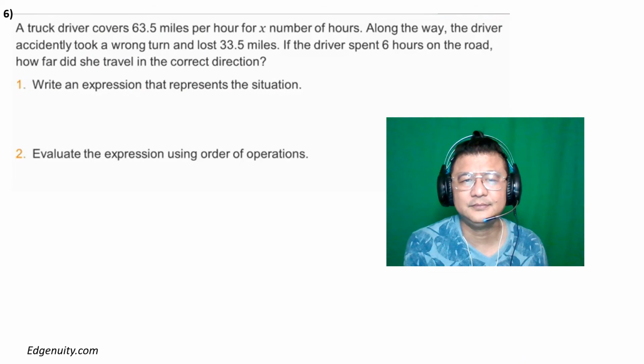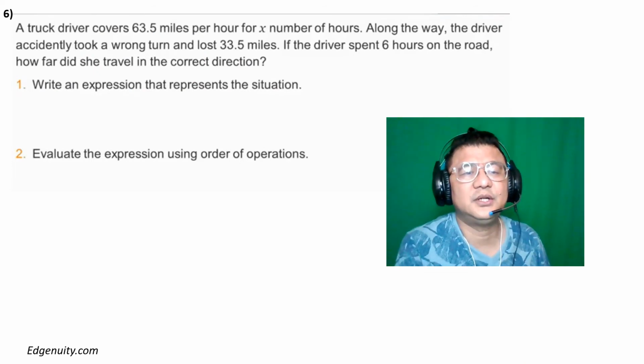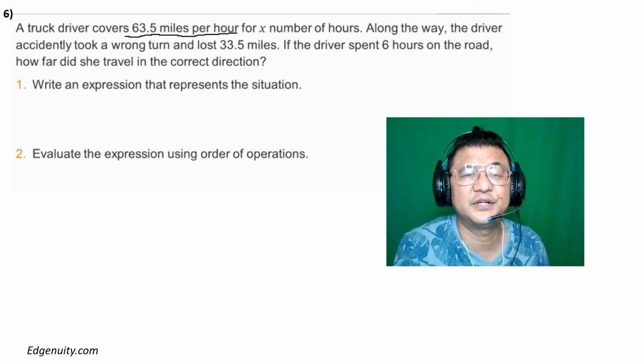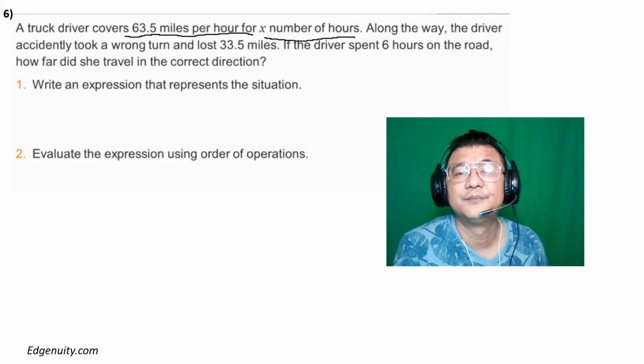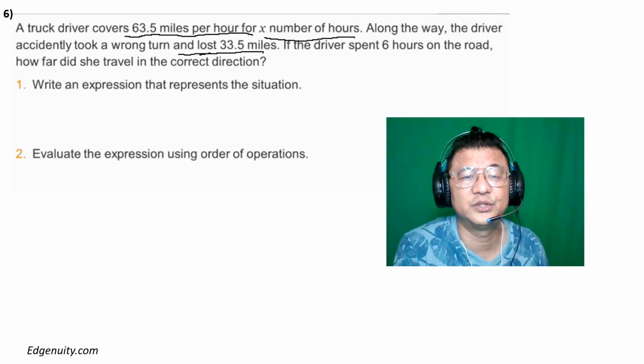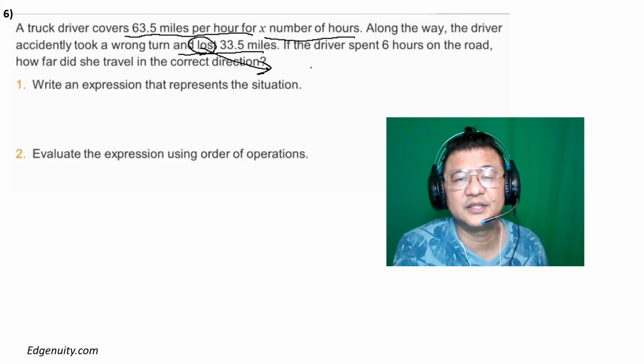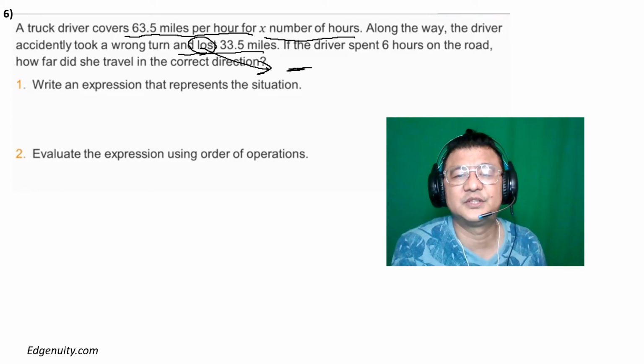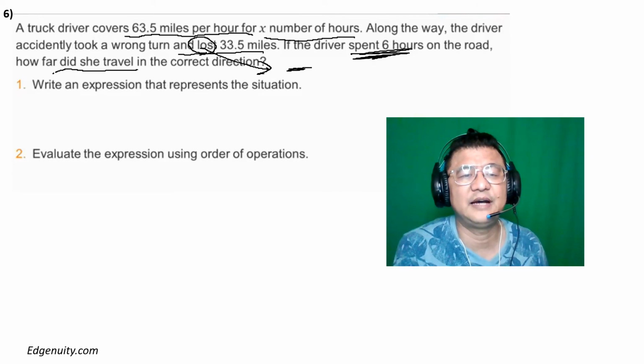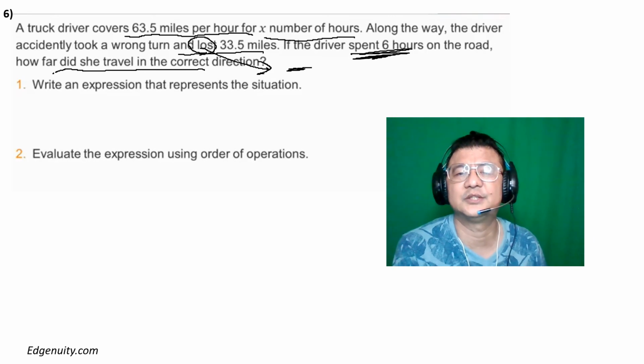Good. Next, let's try another one. A truck driver covers 63.5 miles per hour for X number of hours. So that's a given. Along the way, the driver accidentally took a wrong turn and lost. Ooh, lost. The clue word is lost. When you lose something, think of a minus or a negative. The driver spent 6 hours on the road. How far did she travel in the correct direction?